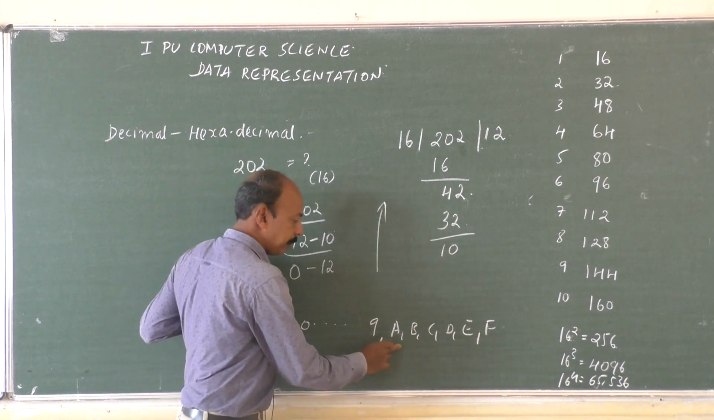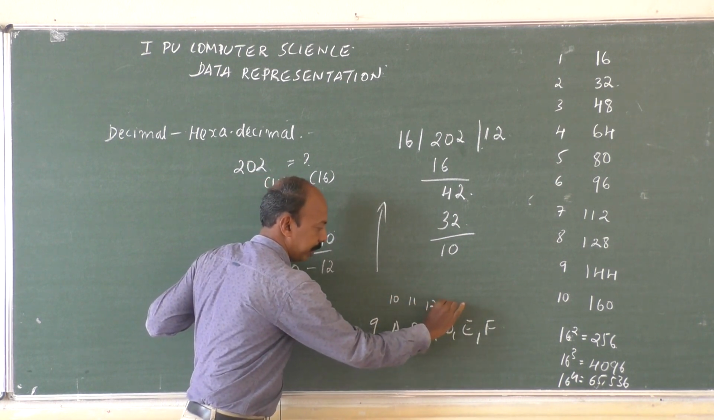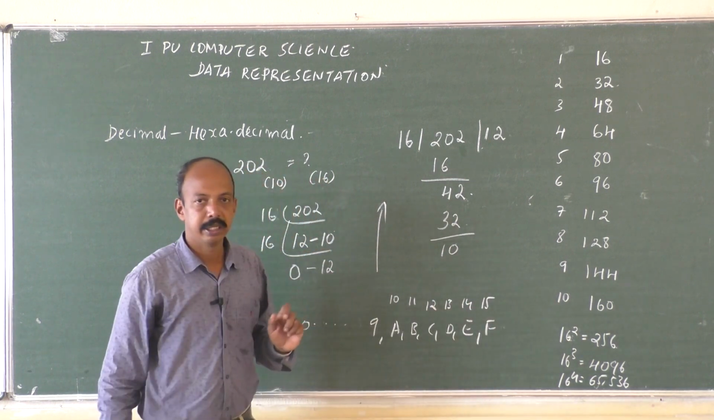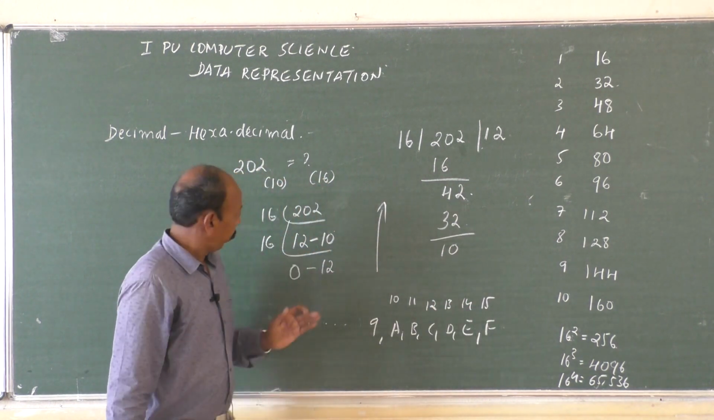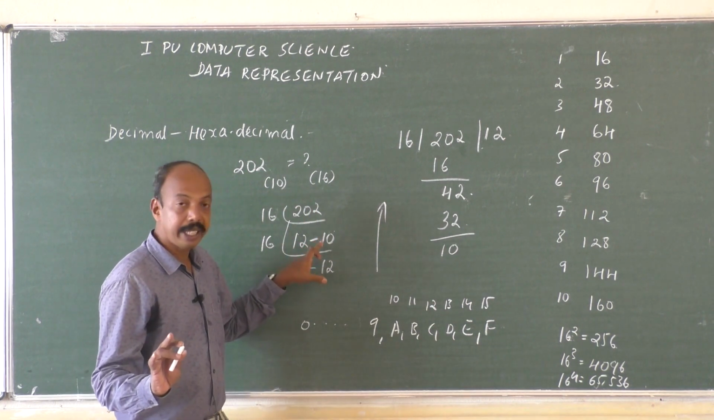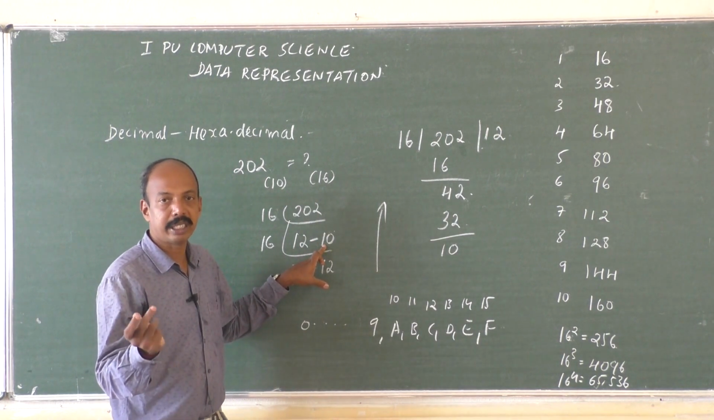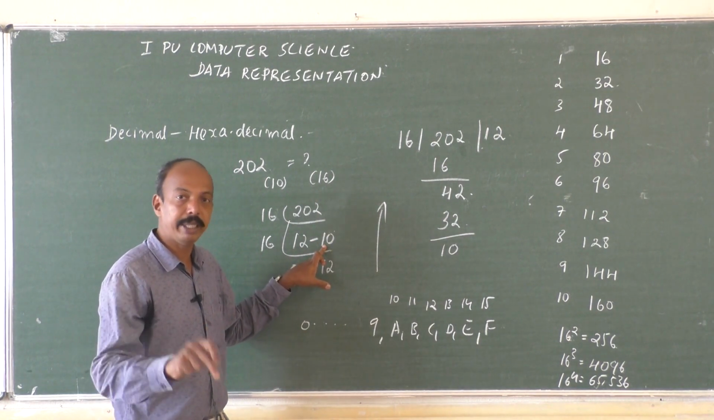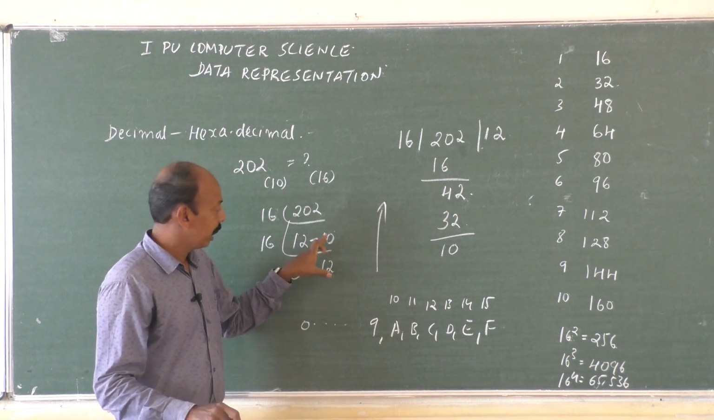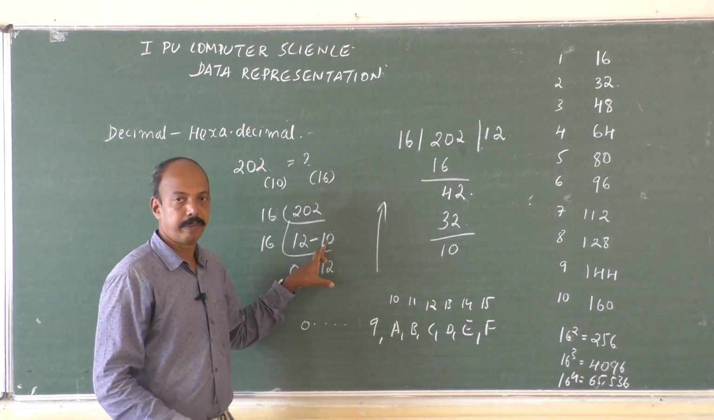And its decimal equivalents we know: 10, 11, 12, 13, 14 and 15, right? Remember this: if we get 10 and above, that is 11, 12, 13, 14 and 15 as the remainders, then we are not going to write it as it is. Convert this to its hexa equivalent.